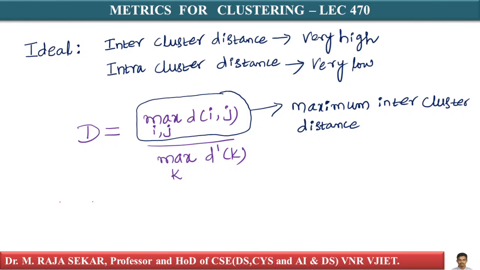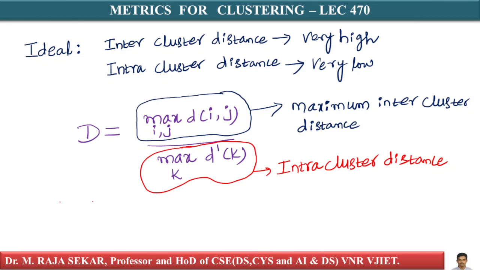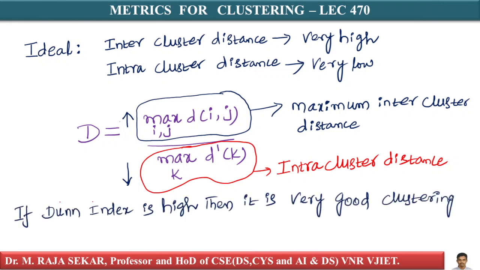This D dash here is the intracluster distance. We will see how to measure the intracluster distance also. So ideally, the numerator should be high and the denominator should be low. So if the Dunn index is high, it implies very good clustering.